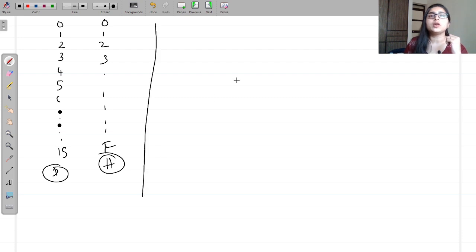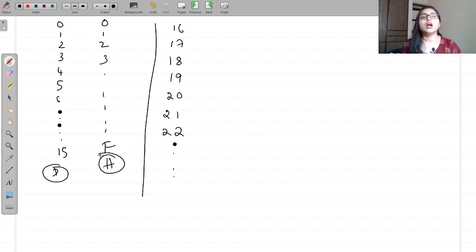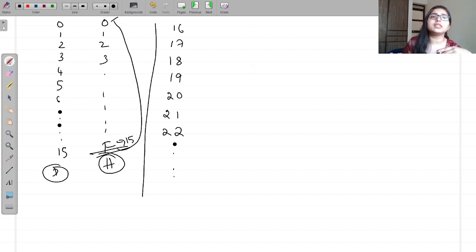Okay, so next what happened? I am taking 16, 17, 18, 19, 20, 21, 22 and so on. After F, what will be the next? This is equivalent to 15. So F. After F, I can't write 16, because now what I will do, I will reset it to 0, come to the next column and it will become 10. So this is how the counting takes place.